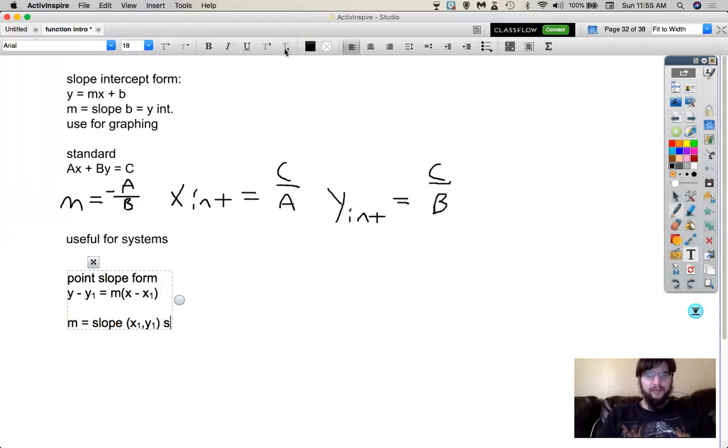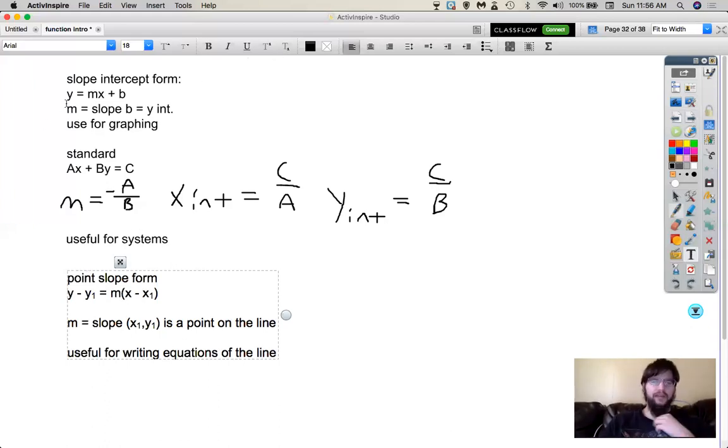Is a point long. It's useful for writing equations of the line. So if we need to write an equation, we use this guy. If we need to graph it, we want to put it like this. If we want it to look pretty, or if we're dealing with systems, we're going to put it this way.